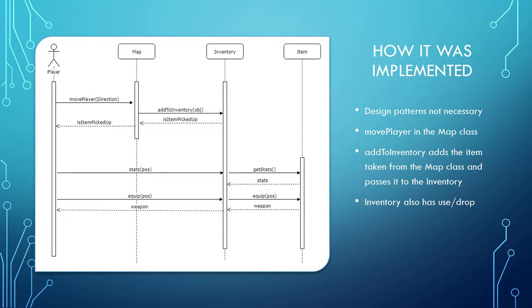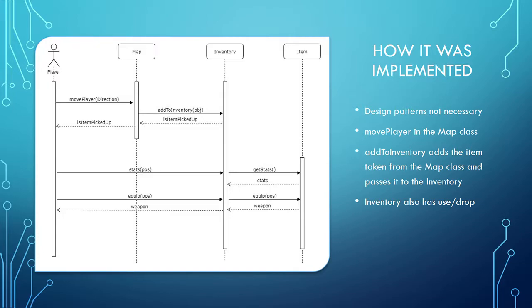The function add to inventory has returned true, and the player has chosen to look at the stats. The stats is passed from the player to the inventory, and the inventory decides to get the stats from the item, and the getStats function goes from the item and returns a string of the item's stats.